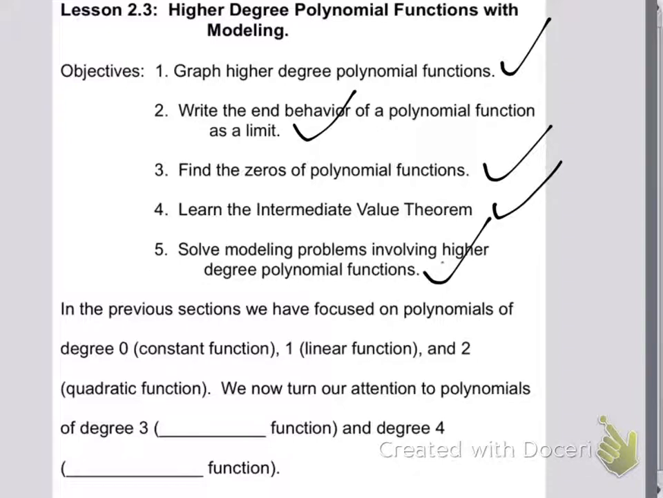In the previous sections, we have focused on polynomials of 0, 1, and 2 degrees. These were our constant functions, linear functions, and quadratic functions. Now we turn our attention to polynomials of degree 3, which are cubic functions, and polynomials of degree 4, which are quartic functions.